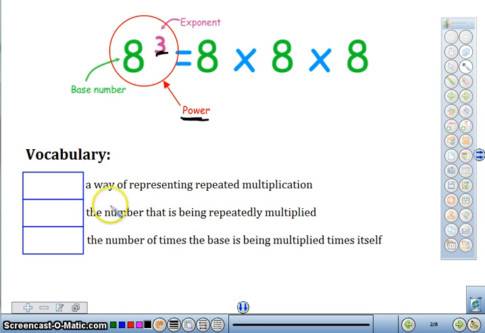So what are some of our vocabulary we're looking at? A way of representing repeated multiplication is our power. The number that's being repeatedly multiplied, in this case 8, is our base number. The number of times that the base is being multiplied by itself, that is our exponent. Now, one of the most confusing things is that people often think the way of representing this is just the exponent. It's not. It's the whole power.